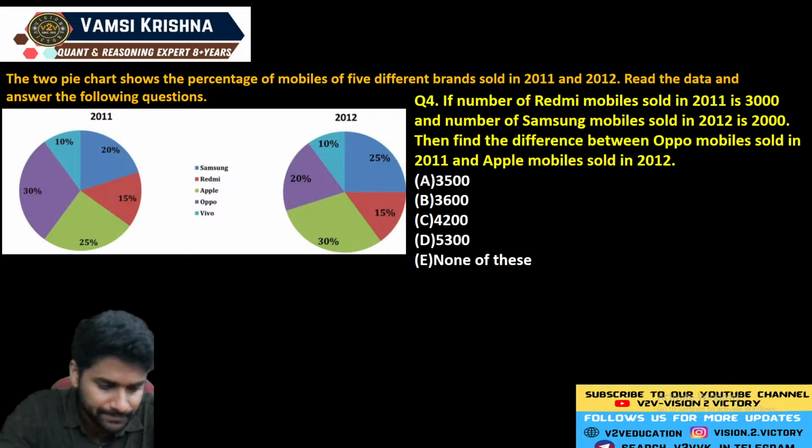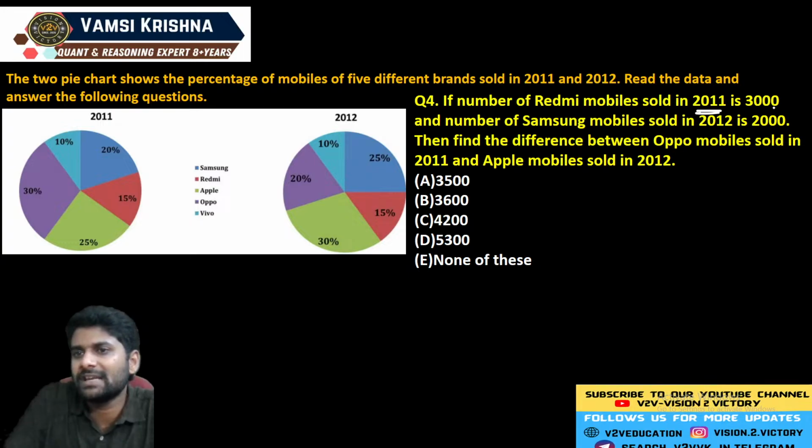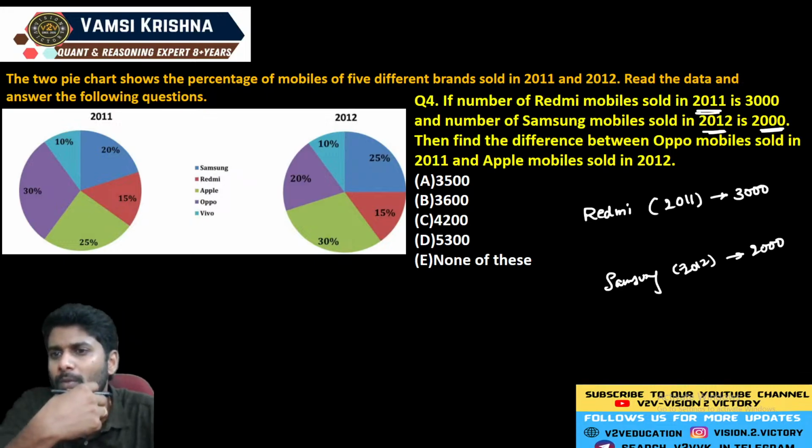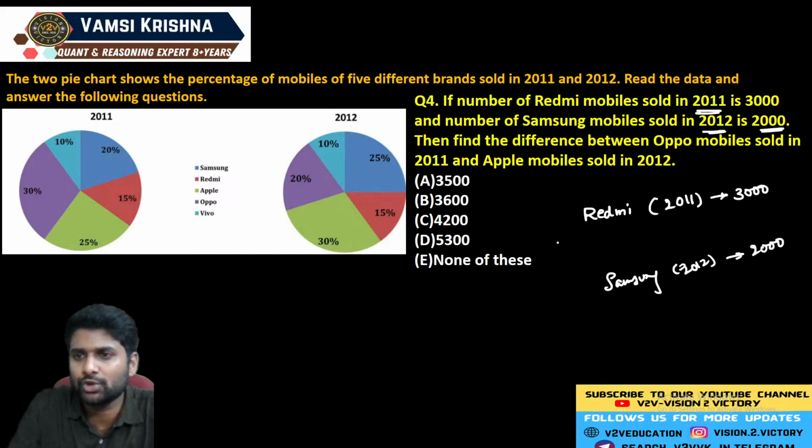Go to question number 4. The number of Redmi mobiles sold in 2011 is 3000, and the number of Samsung mobiles sold in 2012 is 2000. So the Redmi data given for 2011 is exactly equal to 3000. Next information, the Samsung data is related to 2012 and is exactly equal to 2000. Now the question: find the difference between Oppo mobiles sold in 2011 and Apple sold in 2012.